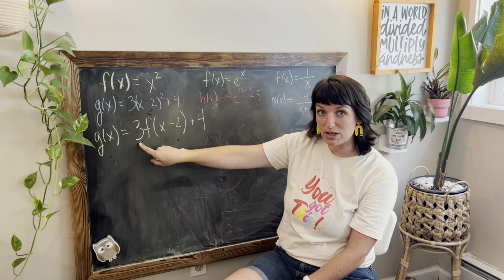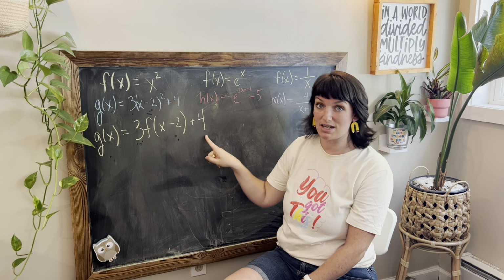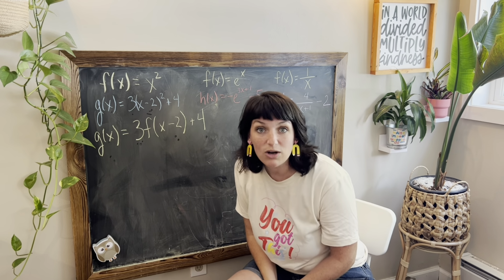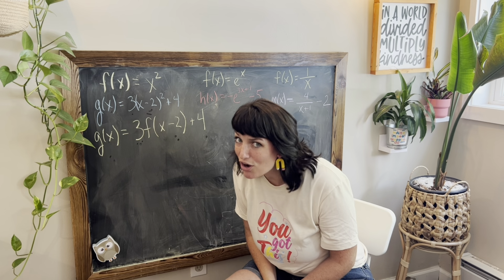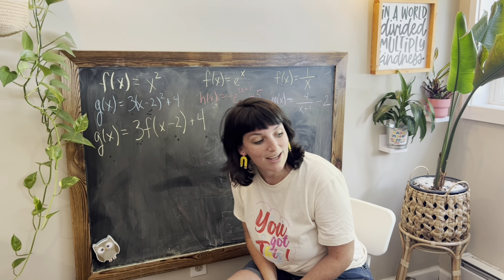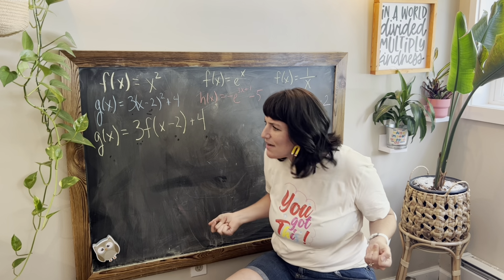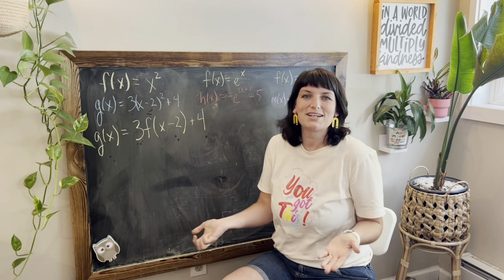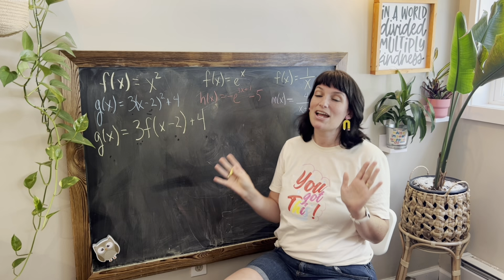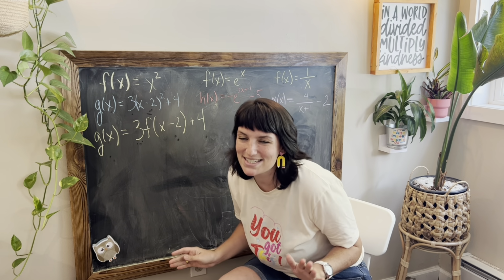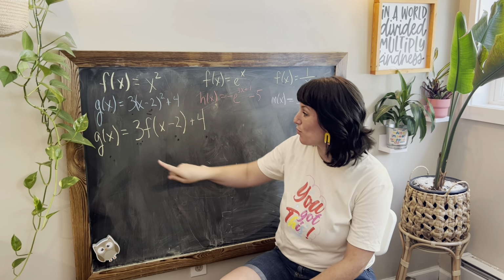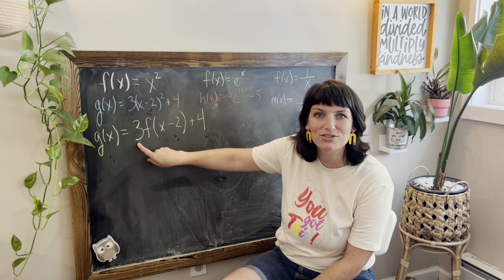I'm seeing the 3, I'm seeing the minus 2, I'm seeing the plus 4. And now I can read off what those transformations are. So here's the song. A times f of x plus k. To read this off is easy. A stretches the y's by a, that's the 3.